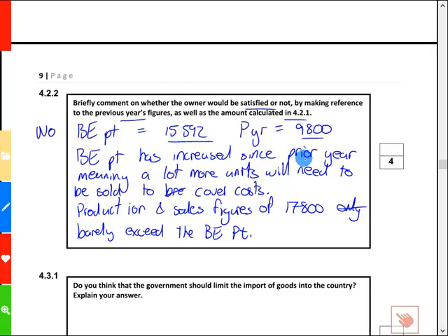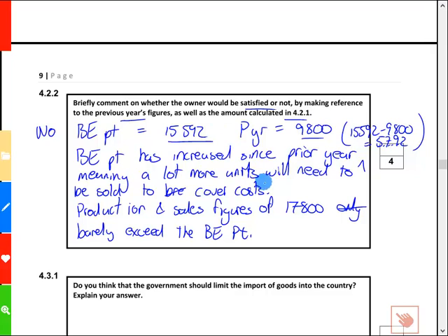The break-even point has increased since the prior year, and you can put the increase here, and then you can say 15,592 minus 9,800 equals, what's the increase there? You put whatever the increase is there. What is it? 5,792, sorry. Increase.